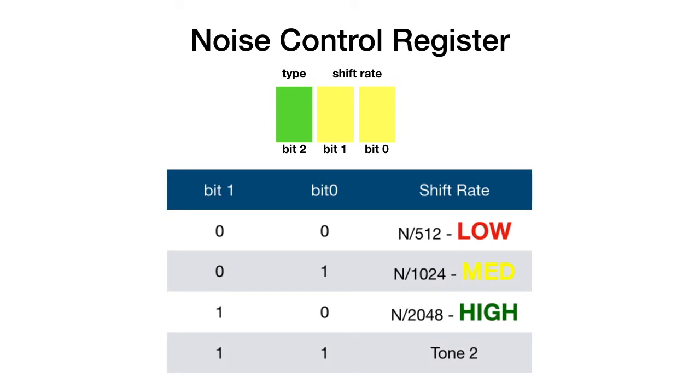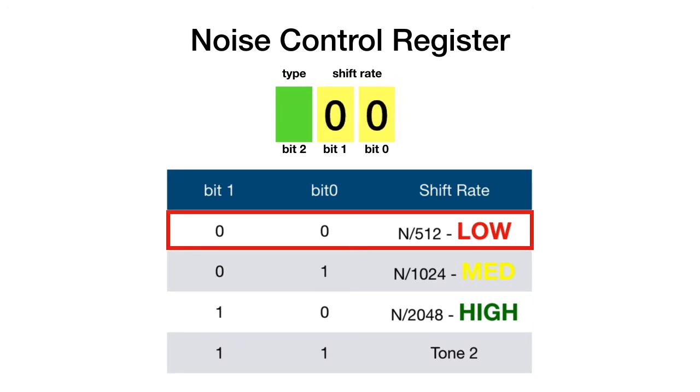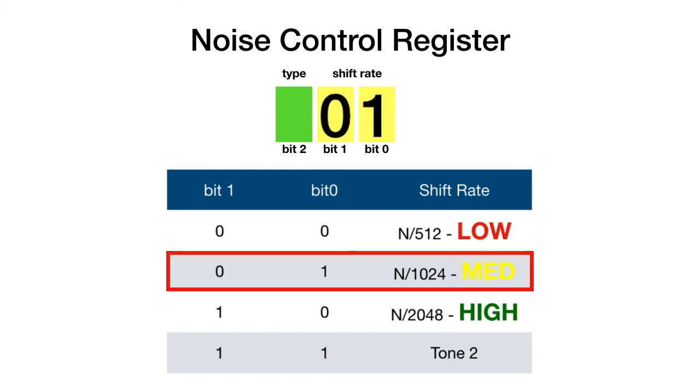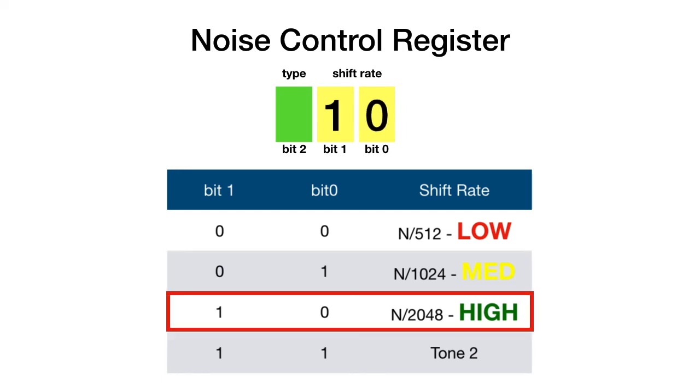So with a shift rate of 0, we get a low shift rate. 0, 1 would provide a medium shift rate. And 1, 0, or decimal 2, will give you a high shift rate. When you hear the difference between these modes, it's much like shifting octaves on a piano. The first 3 shift rates are derived from the clock signal being fed into the sound chip, in other words, the clock that's on board. Let's take a look at these first 3 modes on the color computer so you can better understand what these shift rates sound like.